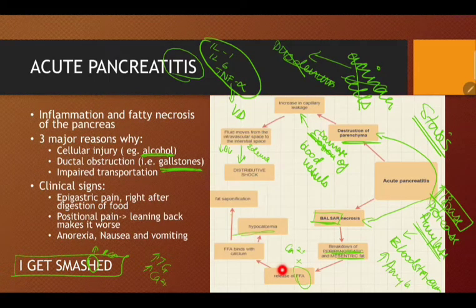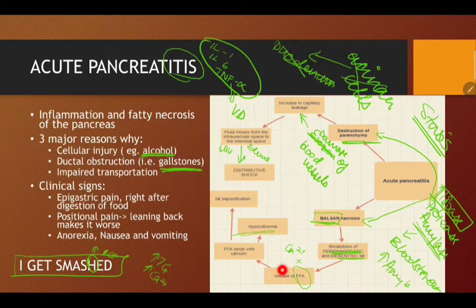Clinical signs would specifically mean the pancreas is present in the epigastric region. So you will have pain in the epigastrium right after the digestion of food. Why? Because that's when we need the pancreatic enzymes. So that's when we will feel the pain. It's a positional pain, which means that in a specific position, the pain will worsen or get better. If you lean back, you're stretching the abdomen so much that it might lead to worsening of the pain. But if you crouch ahead, it seems to help with the pain.